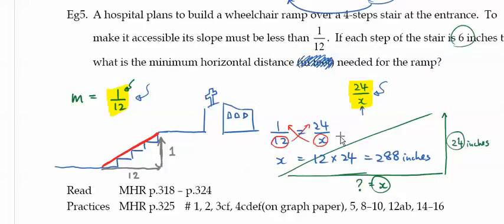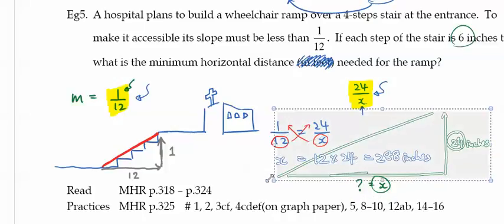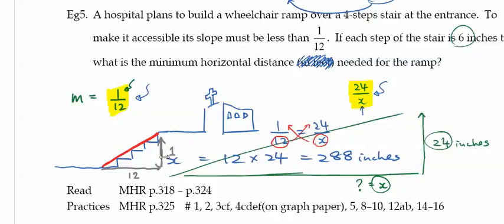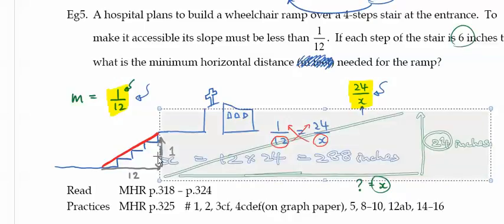When you think about it, the longer the horizontal distance, the better it is for those wheelchair people to go up the ramp, because you will end up with a ramp that is not as steep. As you increase the horizontal distance, the ramp will be easier to go up.